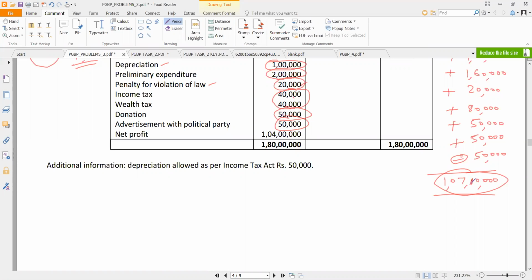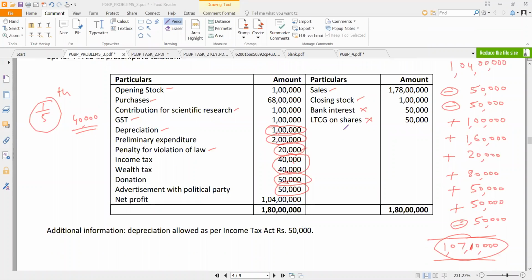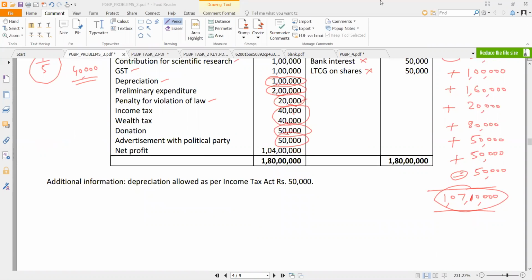1 crore 7 lakh 10,000. How the others got different answers, I don't know. I mean, what was so complicated in that? Straightforward, every provision is known. One crore, 7 lakhs, 10,000 looks like the correct answer. All others are wrong. Check your answers where you went wrong.